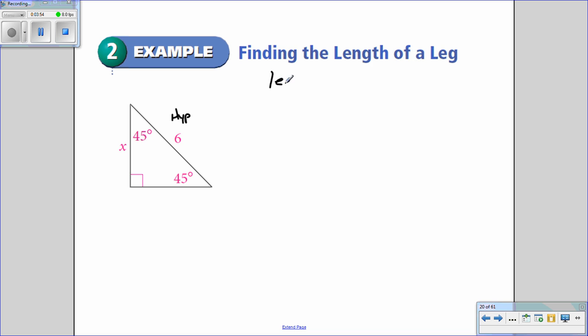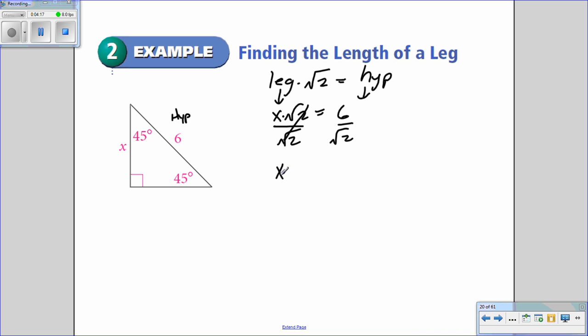I know that the leg times the square root of 2 is equal to whatever the hypotenuse is. The leg in this instance is x. x times square root of 2 equals the hypotenuse. The hypotenuse is 6. So I'm going to solve this equation. To solve this, we have to divide both sides by the square root of 2. Those cancel, giving us the leg equal to 6 divided by the square root of 2.